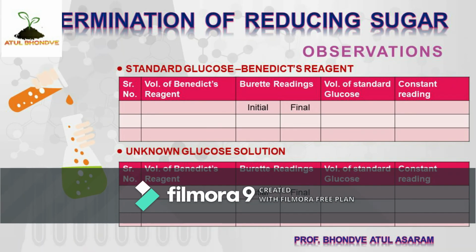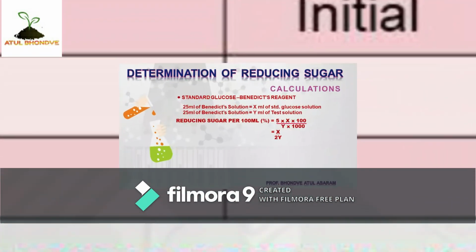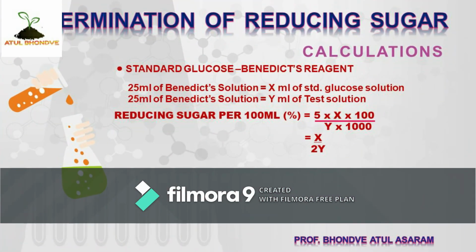The observation table is in front of you. Fill the readings into the observation table and perform the calculation. The calculation part is also represented in front of you. By this we will carry out the calculation and the determination of reducing sugar will be over.